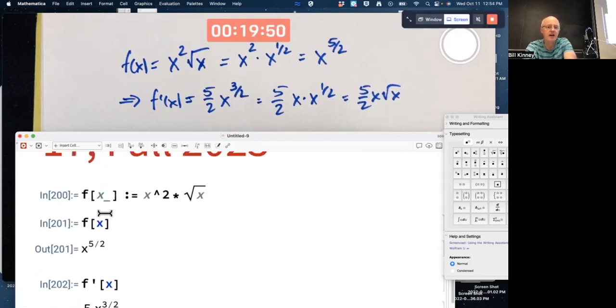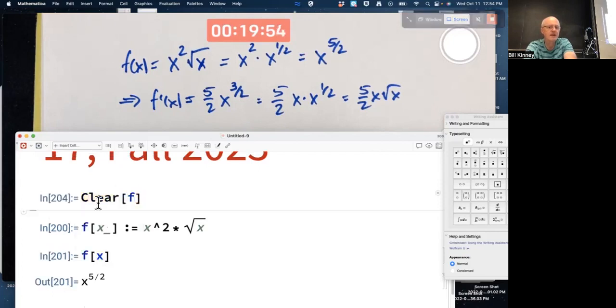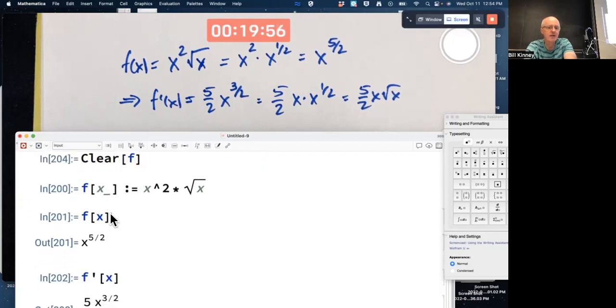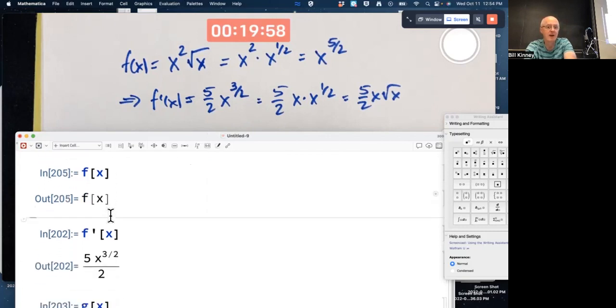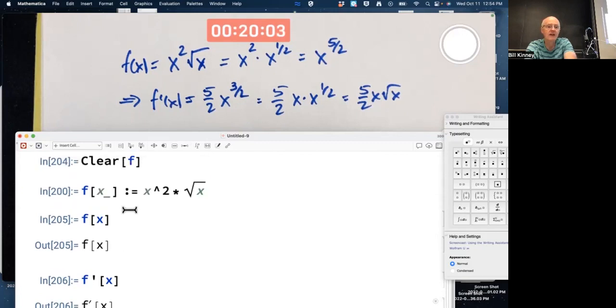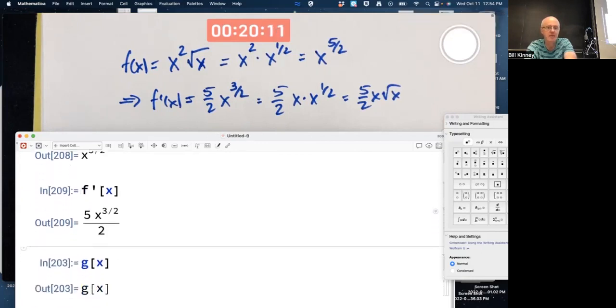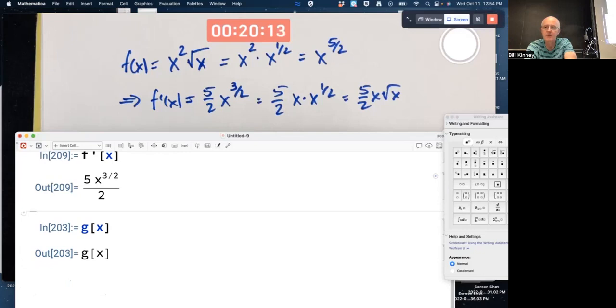Could I clear f? Yep, you can clear Mathematica's memory. Now f is not defined. If I hit the f of x here, it's not in the memory. If I enter f prime, it's not in memory anymore. But then I can re-enter that line and then it will be in memory. Okay, you can clear things from memory and then you can re-enter them and get them back in memory. But yeah, nothing is defined for g of x.